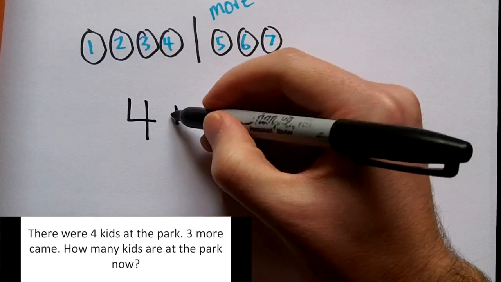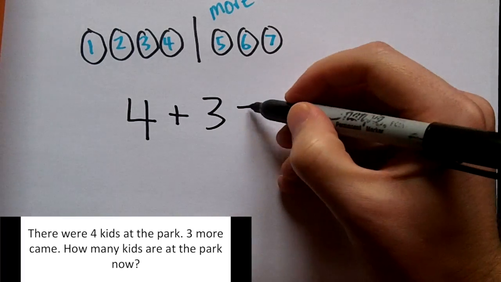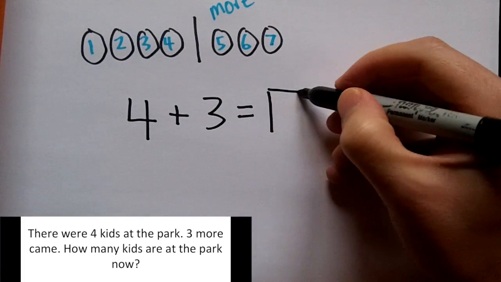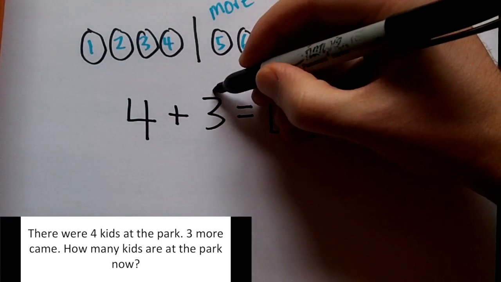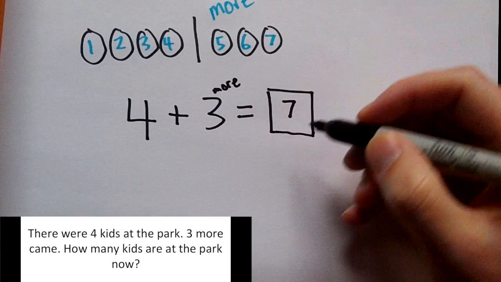Finally, I'm going to write a number sentence. 4 kids at the park, 3 more kids came. How many kids are at the park now? I'm writing a box to show the thing that I'm trying to figure out.